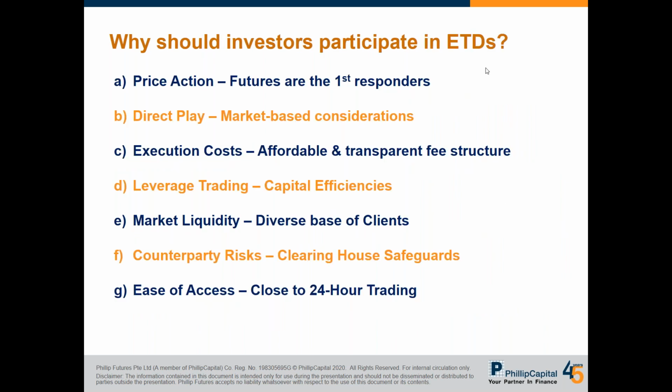So exchange traded derivatives, why do investors participate? If you look at price action and you want to speculate off market-based considerations, futures are always the first responder. You can have a direct play. You can go long, you can go short, bi-directional. Execution cost is affordable and extremely transparent. There are no spreads. All you have to pay is the exchange fee and execution cost to the broker and the platform. Leverage trading, capital efficiencies.